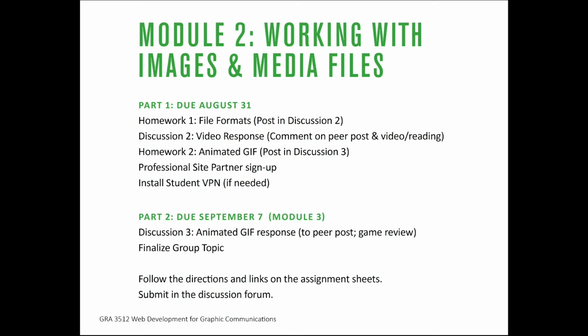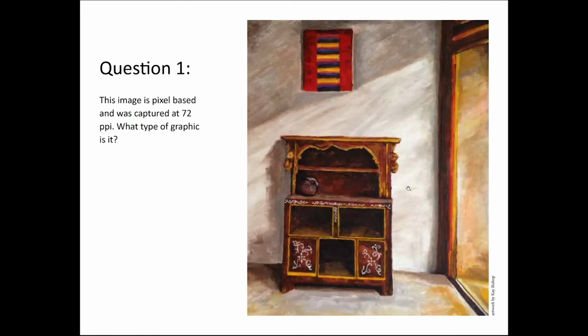I'll go over the directions more thoroughly, but they are also all linked on the assignment sheets on the course page. First, I want to talk a little bit about image pixels and image size. If you've taken Digital Media Composition 1 with me, you may have heard this before and seen some of these slides. If you look at this picture, for example, this was an image I just took with my smartphone. It was captured automatically at 72 ppi.